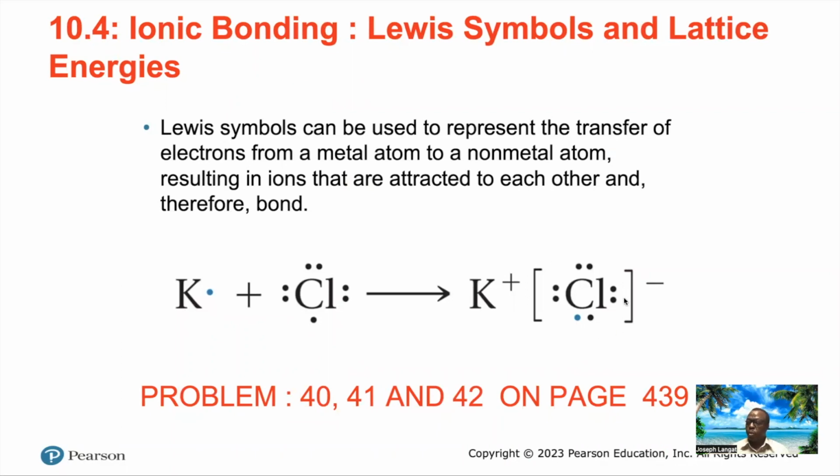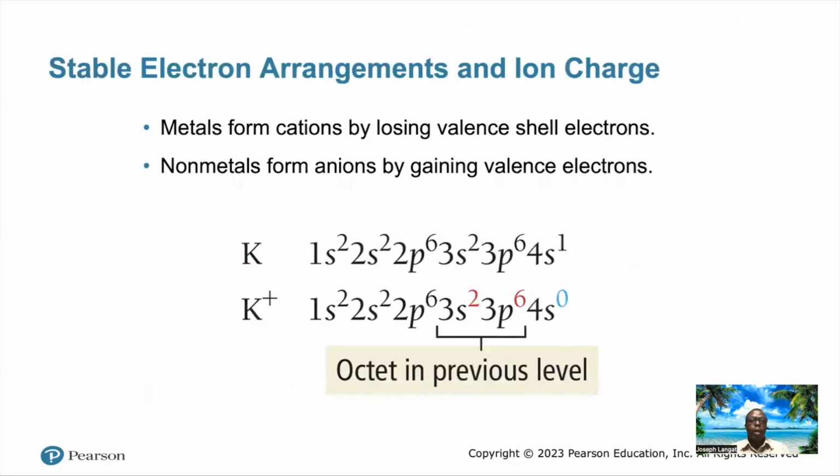Remember what we talked about earlier, that atoms tend to form stable compounds with a low potential energy. So this is the cation with 8 valence electrons. This one also has 8. It achieves the octet rule we talked about. Please look at problems number 40, 41, 42 on page 439 on how to write the ionic compound with the charges and showing the transfer of electrons.